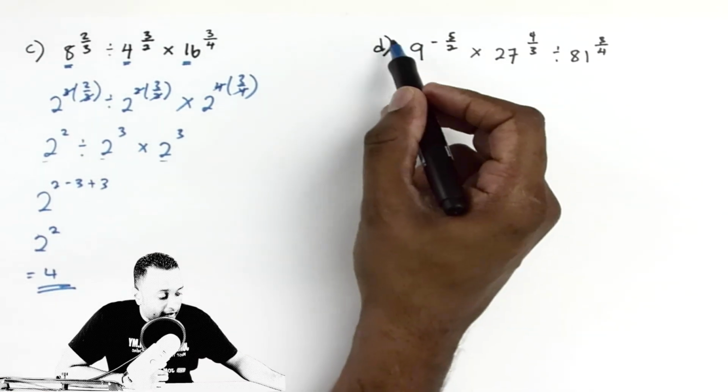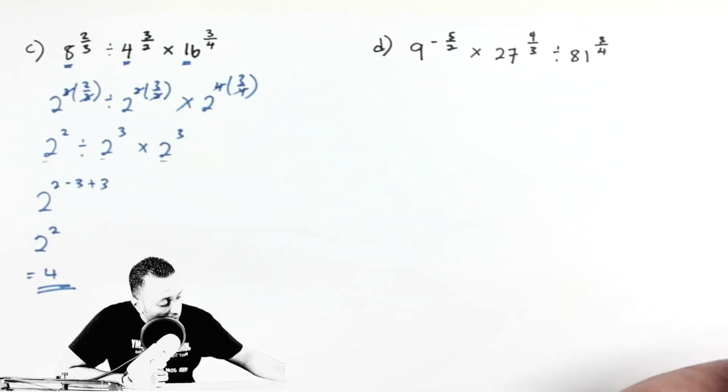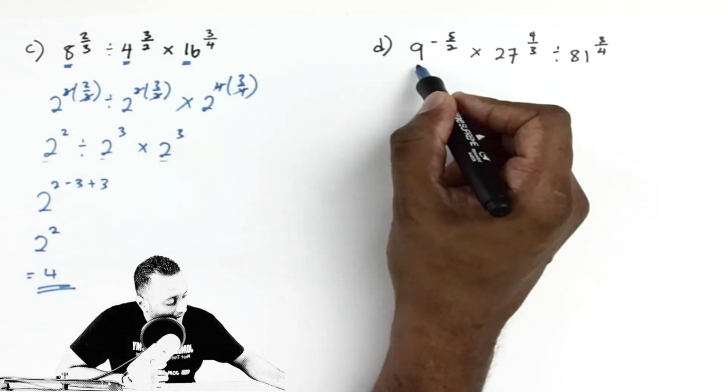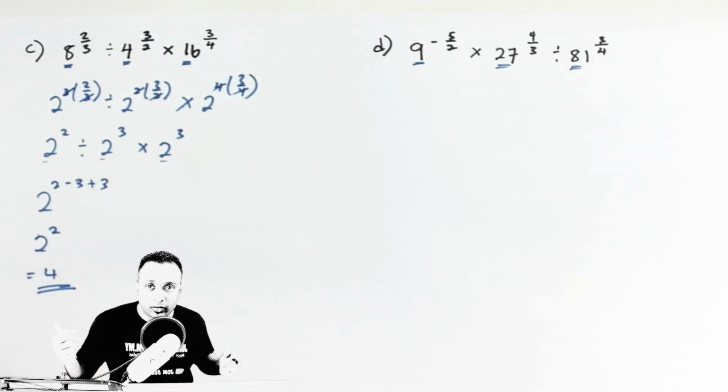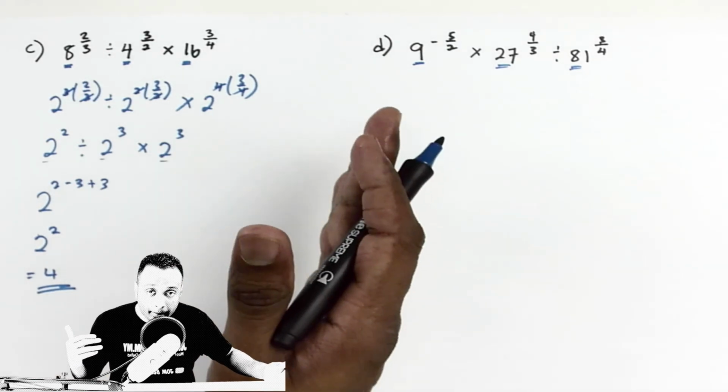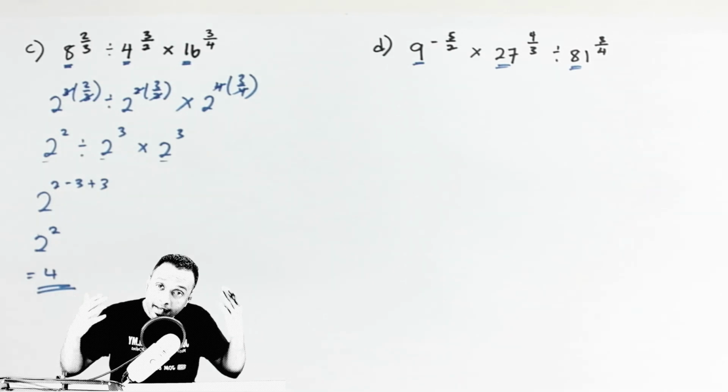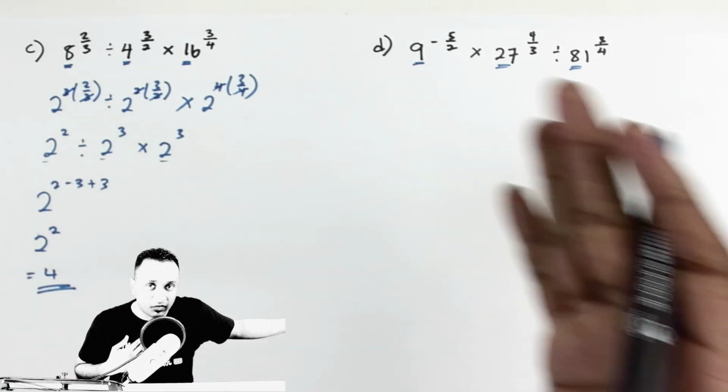So now let's have a look at question D. In question D, we got 9 power, okay, the same thing, 9, 27, 81. They are not from the same base. So apa yang cikgu nak buat? I'm going to make the base become same. Simple as that. Make the base become same and it will all flow, okay?